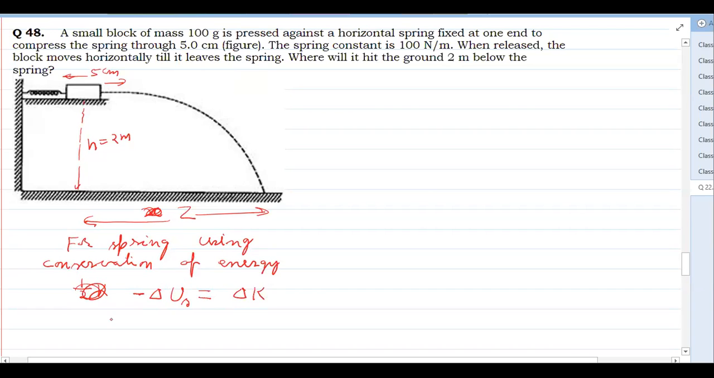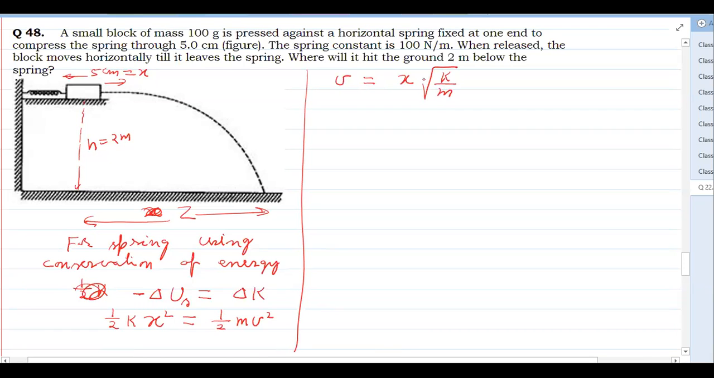So decrease of potential energy of the spring is how much? Half kx square, because it was compressed by 5 centimeter, x. So half kx square energy was stored, and that energy is getting converted into half m v square. So how much is v? v is equal to x under root k by m. So this is the velocity of the object just after release. After conservation of energy we have found.